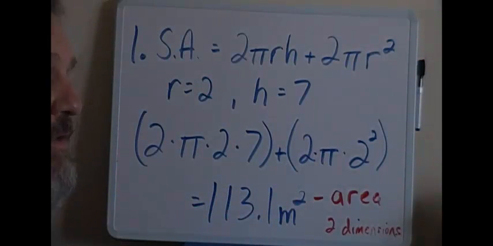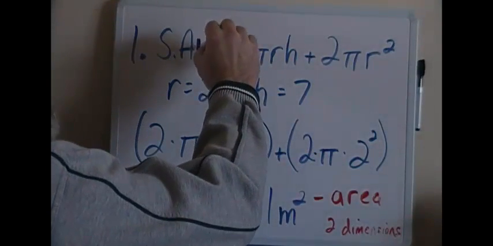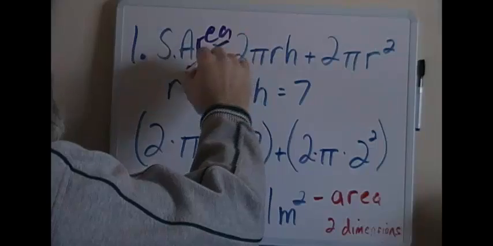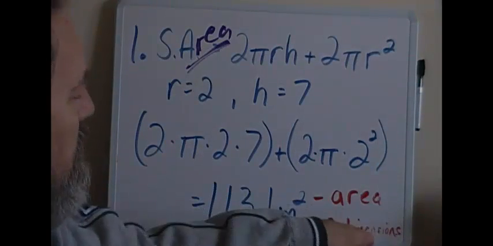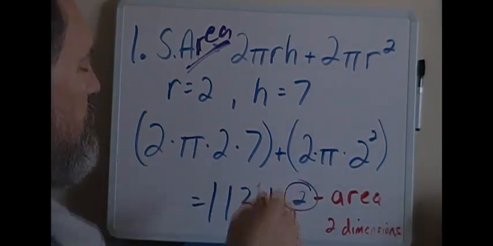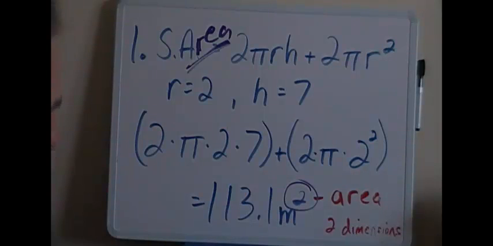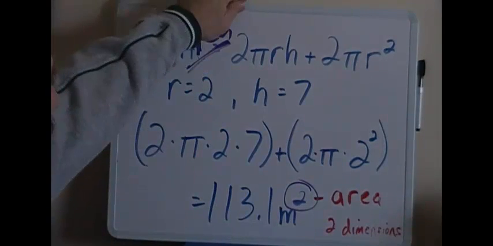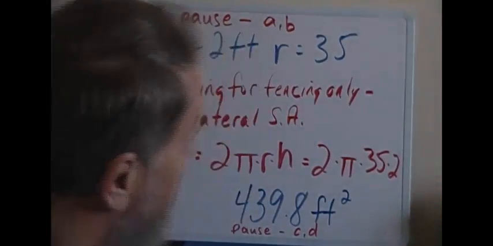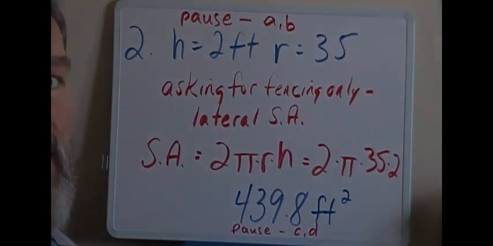Notice we are using square units here because we're being asked for surface area. Since we're looking for an area, and area is in 2 dimensions, we're going to use squared for all of our units. So it's 113.1 meters squared. Please press pause and do letters A and B.